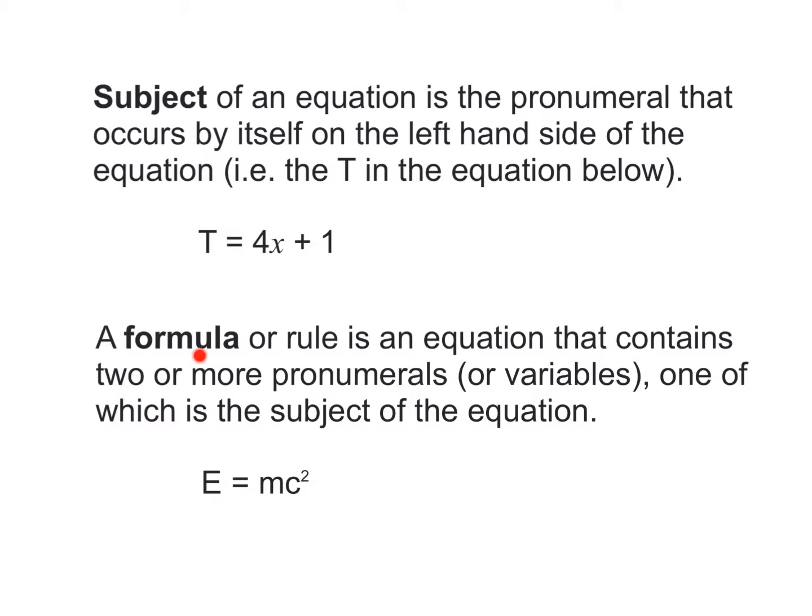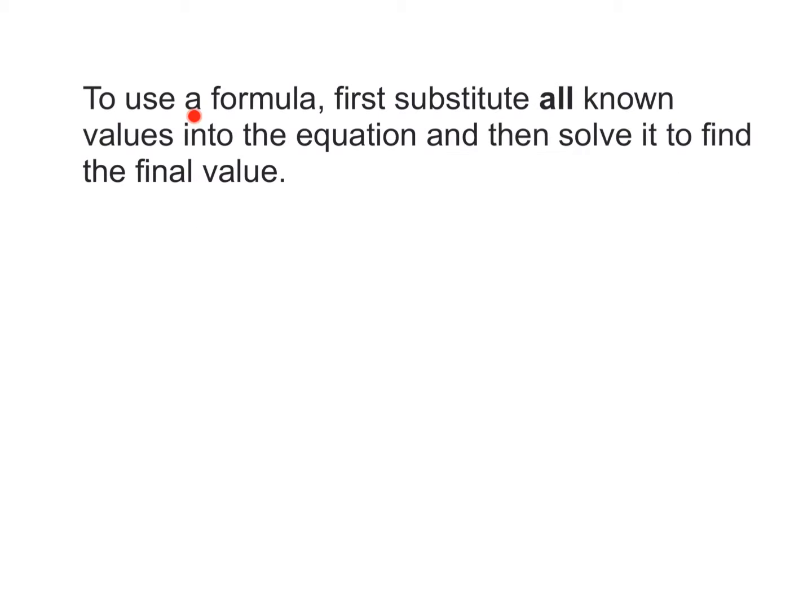And secondly, of course, what is a formula? Well, a formula is a rule that contains two or more pronumerals or variables, one of which is the subject. So, for example, the big T over here. And in E equals mc squared, we have E being the subject, M and C are pronumerals, and we'll be given a lot of information to try and solve this equation. So to use a formula, we need to substitute all the known values into the equation and then solve it to find the final value.